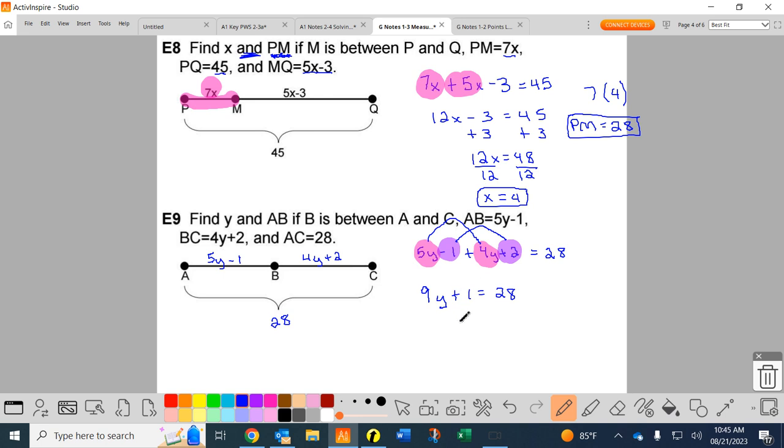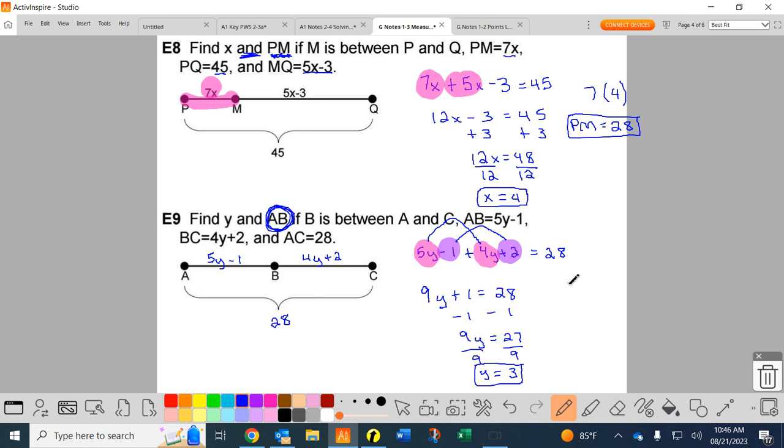From here, minus 1 makes it 9y equals 27. Divide it, and y equals 3, perfect. That's the first part of your answer. However, that's not the whole answer, because you also need to find AB. So you're going to have to plug it back into AB.